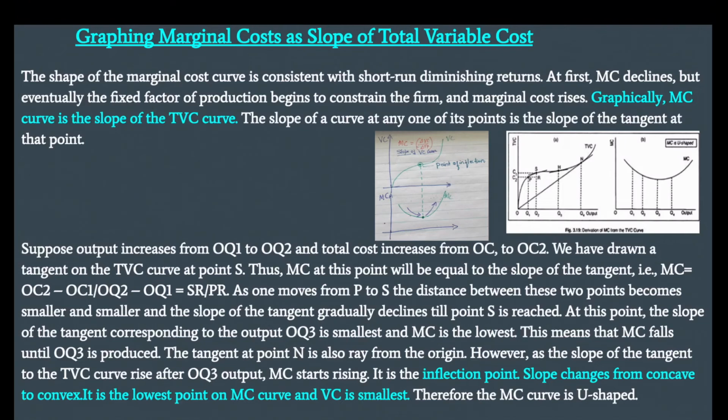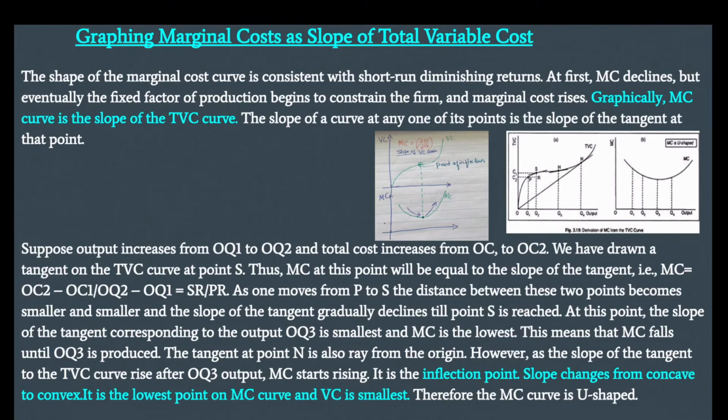The slope of the curve at any one of its points is the slope of the tangent at that point. Suppose output increases from OQ1 to OQ2 and total cost increases from OC1 to OC2. We have drawn a tangent on the TVC curve at point S. Thus, MC at this point will be equal to the slope of the tangent, that is, MC is equal to (OC2 minus OC1) over (OQ2 minus OQ1), which is change in total cost over change in quantity, equal to SR over PR.